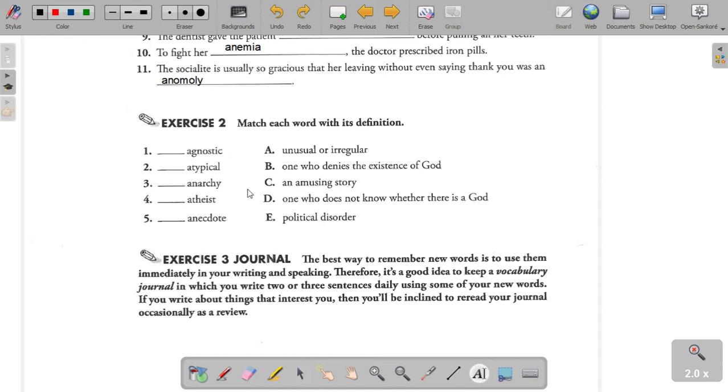Okay, matching here really quick. So an agnostic would be what? It would be, D, very good, exactly. Atypical? A, good. Anarchy? E, good. Atheist? B. Good. And then anecdote? C. C, good job. All right, excellent.